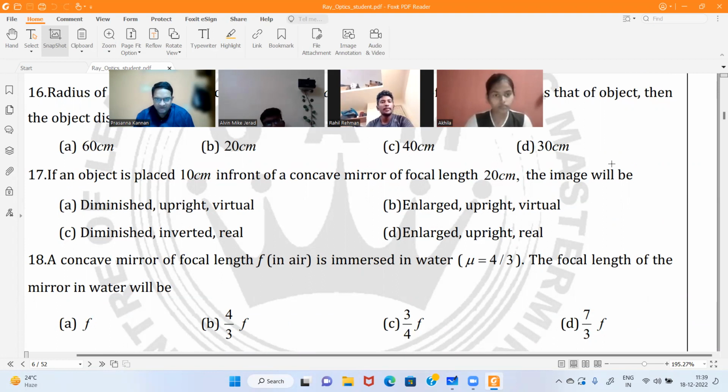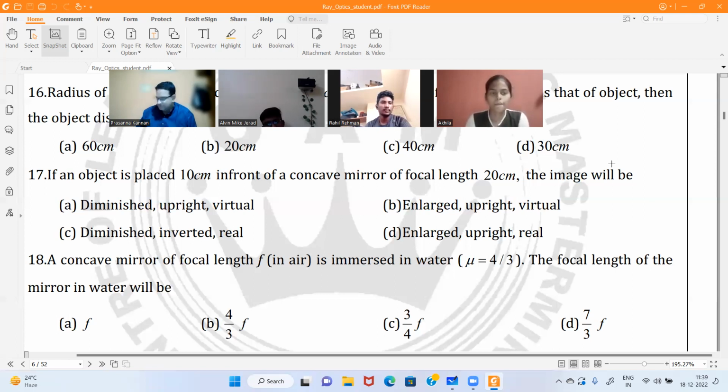It'll be in front of the concave mirror. So enlarged, upright, and virtual. That's all. Immediately, right? Which is the last thing which we discussed in the case of concave mirror today. So when it's placed between focus and pole, the image will be virtual, erect, and large in size.